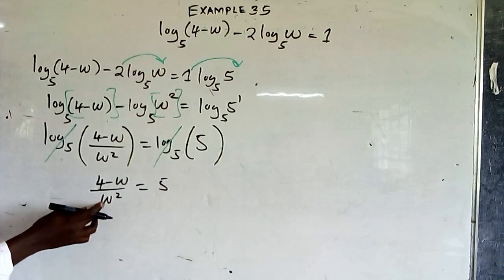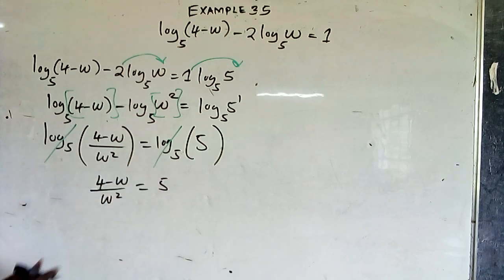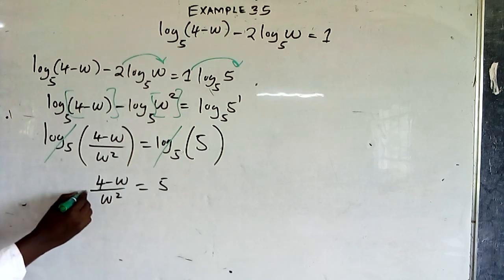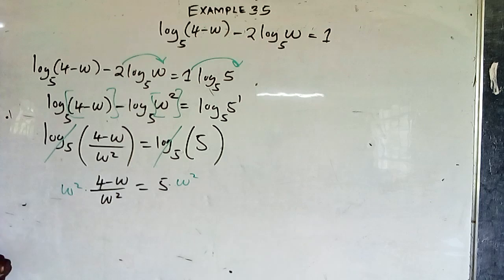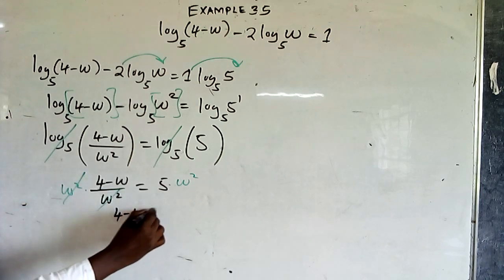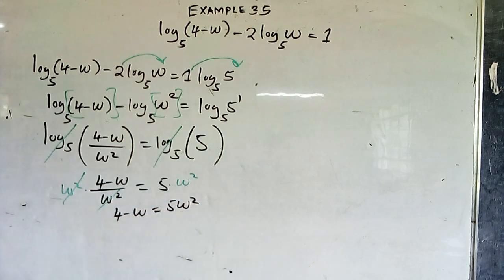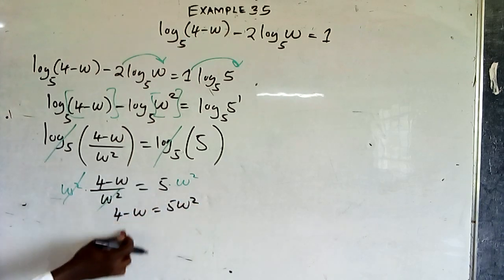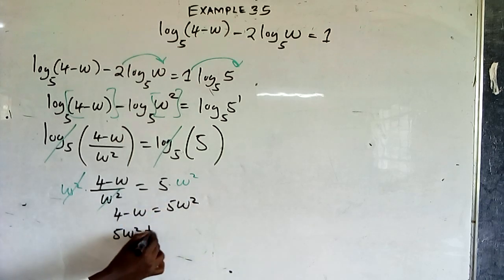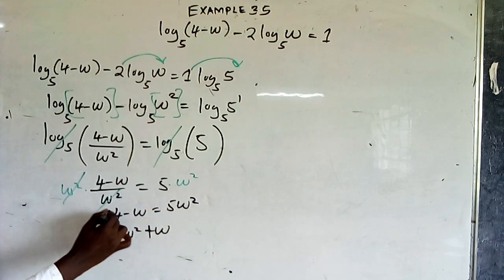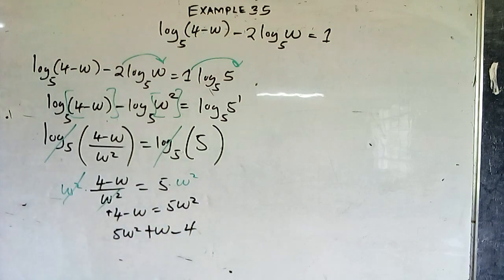So can you now get rid of the denominator? Meaning you multiply both sides by w squared. If you multiply both sides by w squared, that goes with that, and you get 4 minus w is equal to 5w squared. So if you take this to the other side, you get 5w squared, minus w going the other side is plus w, positive 4 going the other side is minus 4, is equal to 0. That is a quadratic.